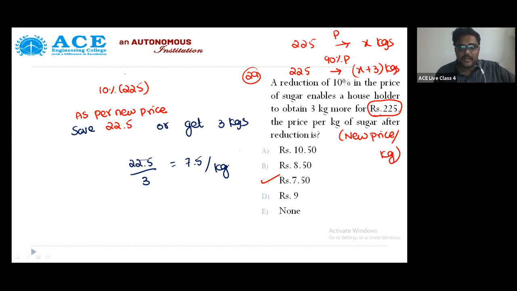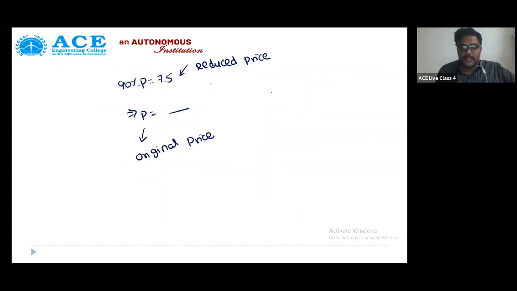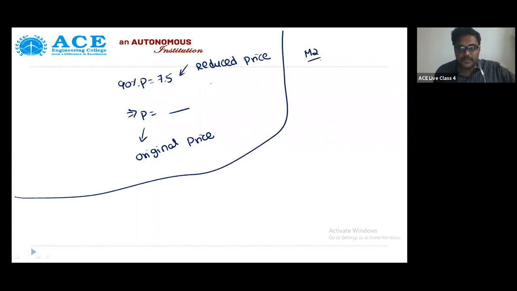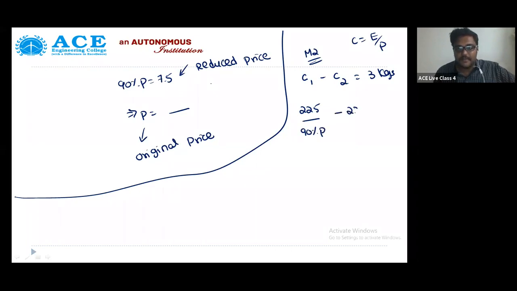And certainly if you want another method, method 2, this is the lengthy and traditional method which is available in all textbooks. The difference of consumptions is nothing but 3 kgs. Consumption can be considered as expenditure by price. Expenditure is 225. Price is initially, okay, this is 90%. Next one is price is P. You can find P, and you have to calculate 90% of P finally.